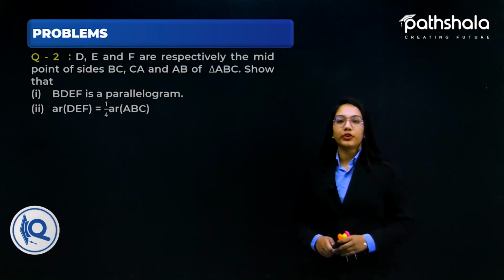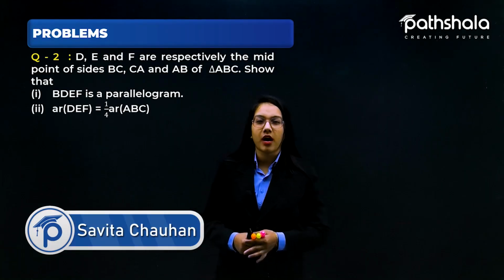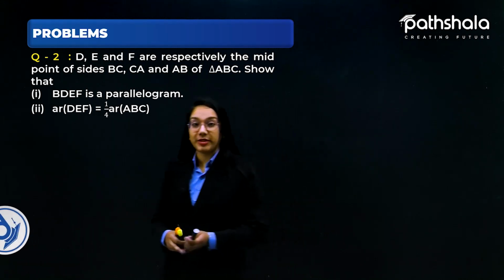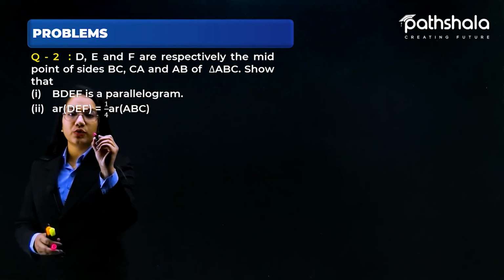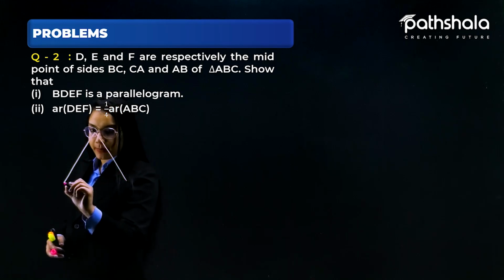Now let's move on to the next question, which is question number 2. It says that D, E, F are respectively the midpoints of the sides BC, CA, AB of the triangle ABC. Let us suppose I'm forming the figure for this question. So we have the triangle ABC.